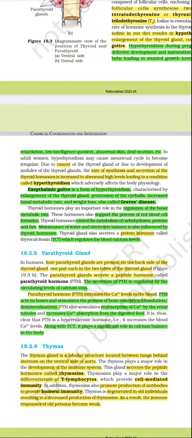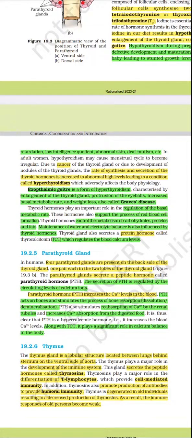In adult humans, hypothyroidism may cause the menstrual cycle to become irregular. Due to cancer of the thyroid gland or due to development of nodules of the thyroid gland, the rate of synthesis and secretion of the thyroid hormones is increased to an abnormally high level, leading to a condition called hyperthyroidism, which adversely affects the body physiologically.